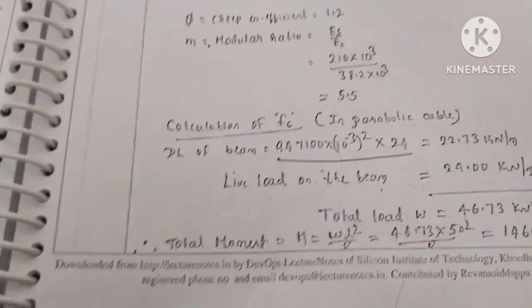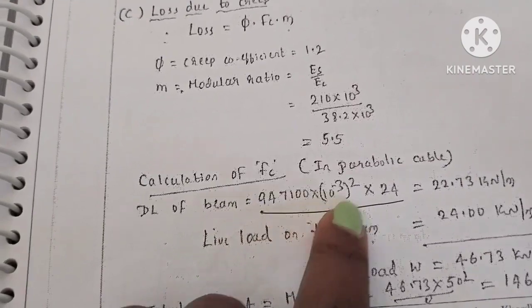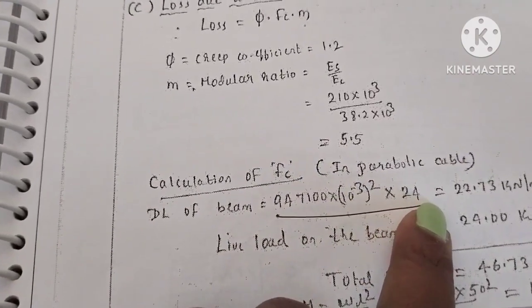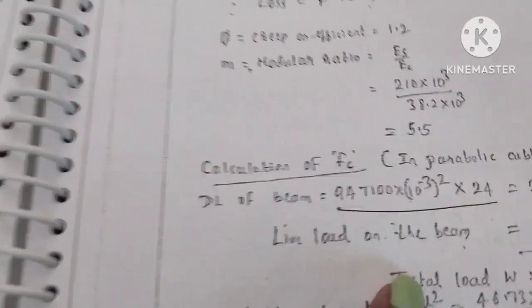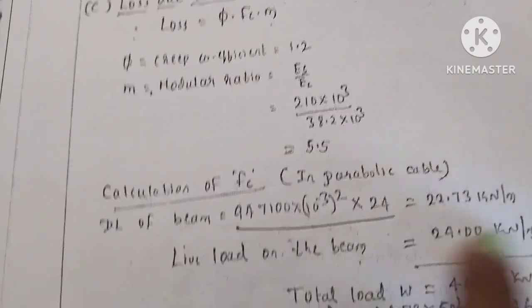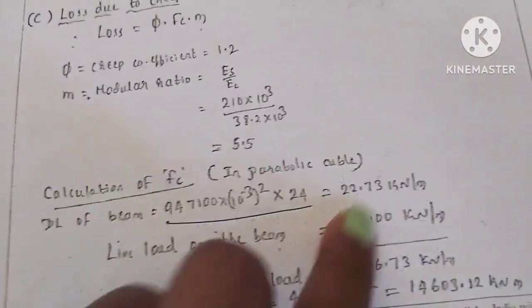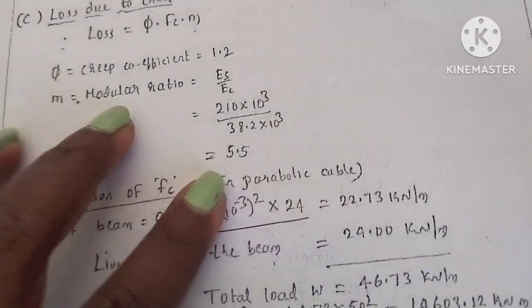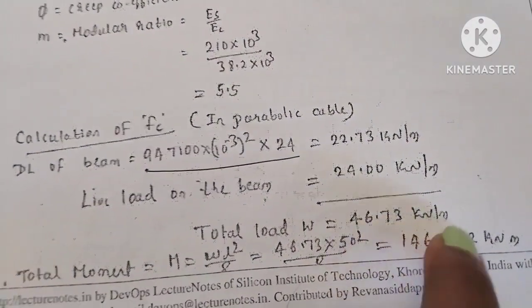So before that we have to calculate the dead load of the beam. Dead load of the beam is area into density of the concrete. Area of the concrete they have given as 9,47,100. Area of the concrete into density of the concrete gives 22.73 kilonewton per meter. Then live load of the beam they have given as 24 kilonewton per meter. So when you add both, total load will be 46.73 kilonewton.